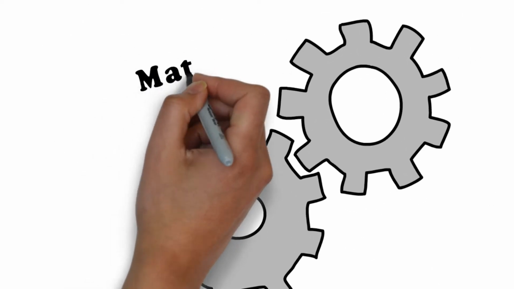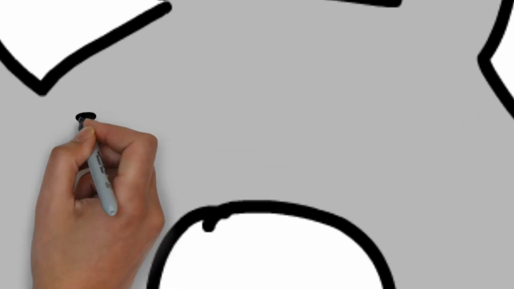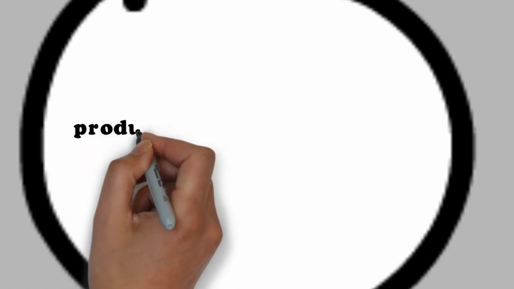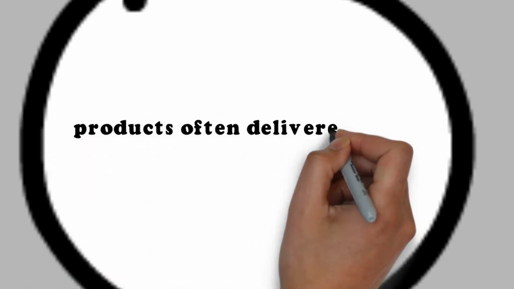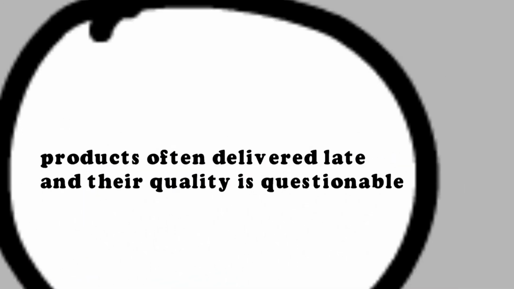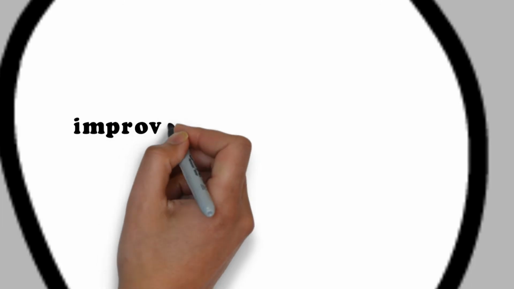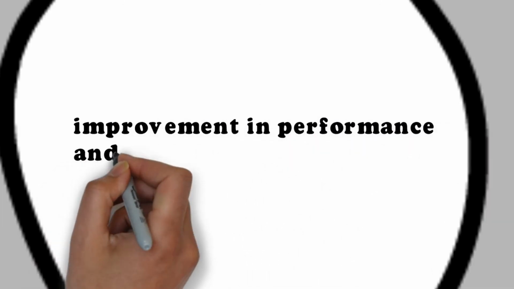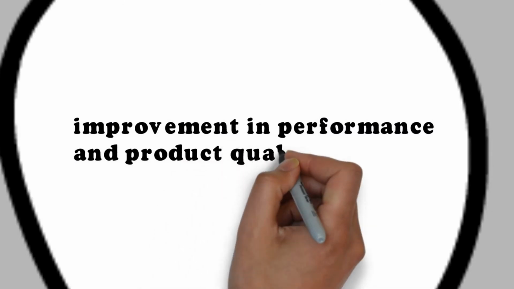So there are two kinds of maturity: the immature and mature organization. An immature organization produces products which are often delivered late and whose quality is questionable, while a mature organization is the exact opposite. They focus on continuous improvement both in performance and quality of the product. There are 5 levels of CMM.